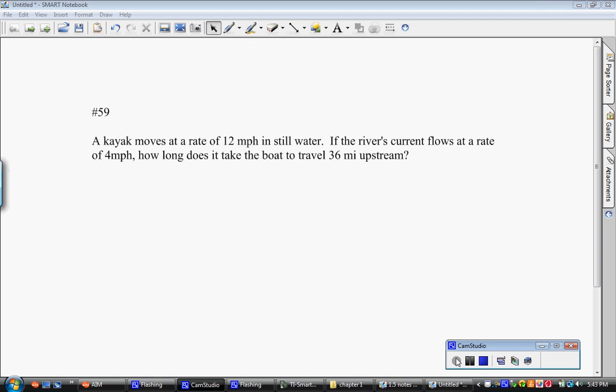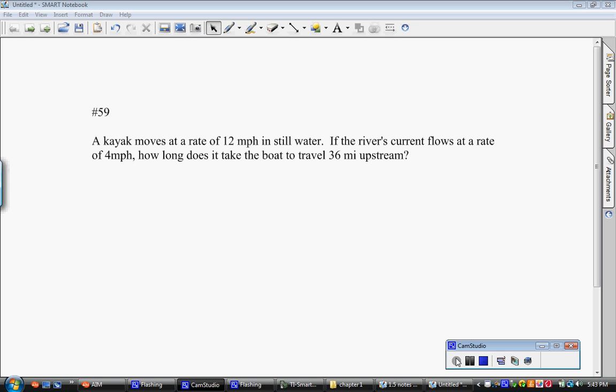This one is a distance problem. It's number 59 in your book. Sometimes people have a little problem with distance problems. I'm not sure exactly why. I think it's because they have the stereotype of two trains leaving a station and they just completely freak out. So we're going to get this one and not freak out.